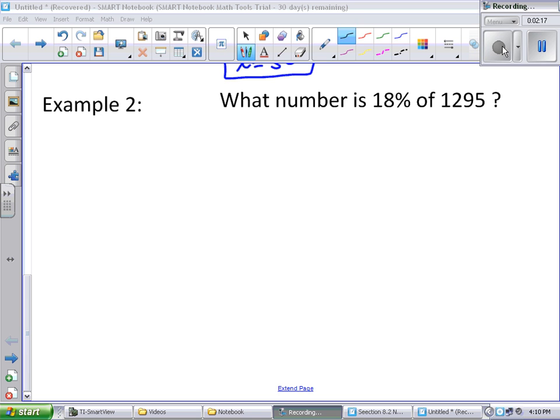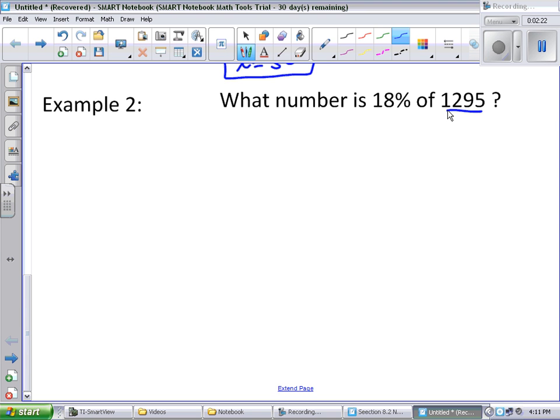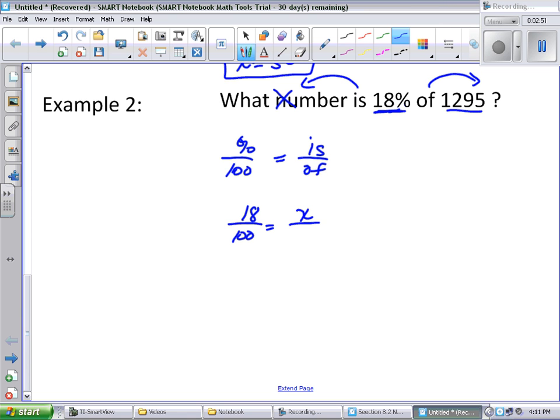What number is 18% of 1295? What number is? X is. X is going to be the is, the of is going to be the 1295. So I want to remember my formula, percent over 100 equals the is over the of. What number is? Let's see the percent first. 18 is the percent. 18 over 100 equals the is X is, the of is the 1295.